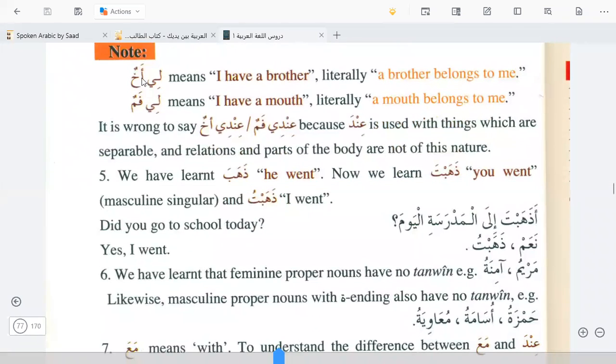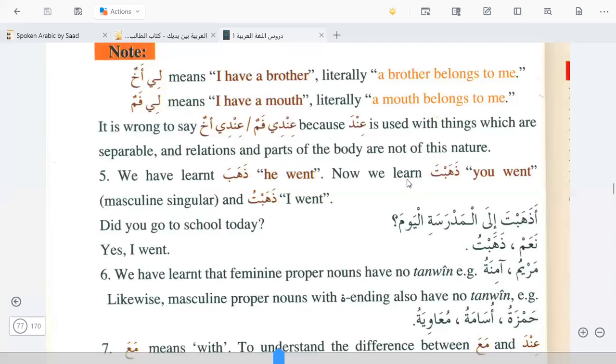Note, li akhun means I have a brother. Literally, a brother belongs to me. Li famun means I have a mouth. Literally, a mouth belongs to me. It is wrong to say indi akhun or indi famun, because inda is used with things which are separable, and relations and parts of the body are not of this nature.